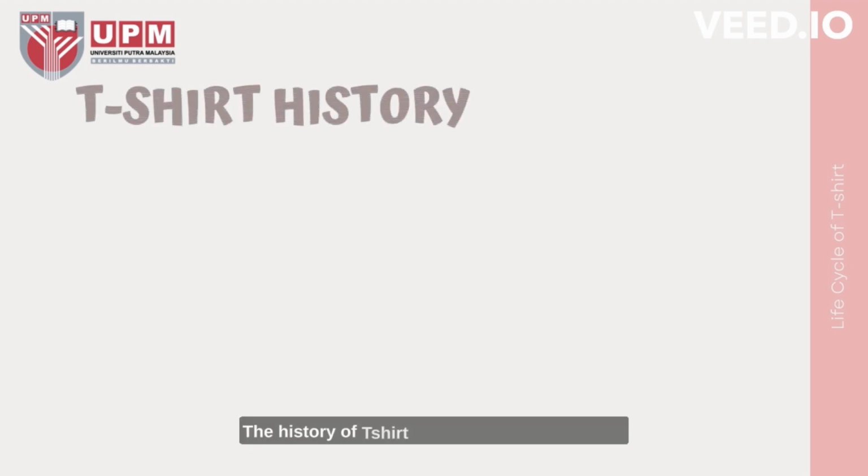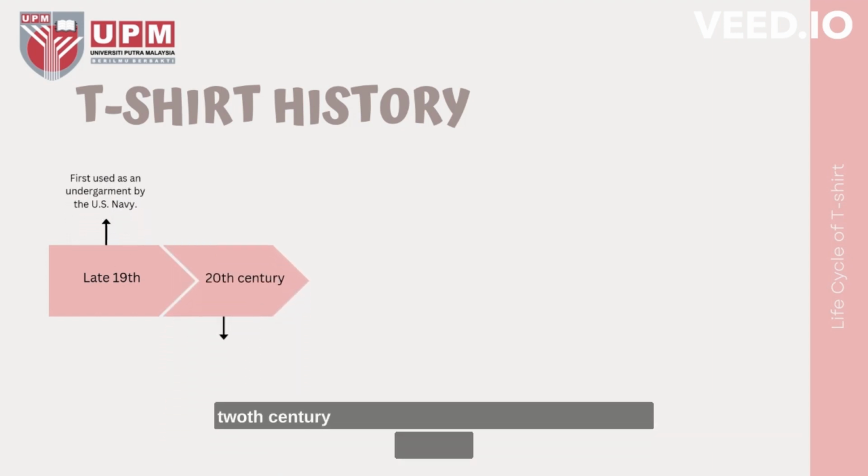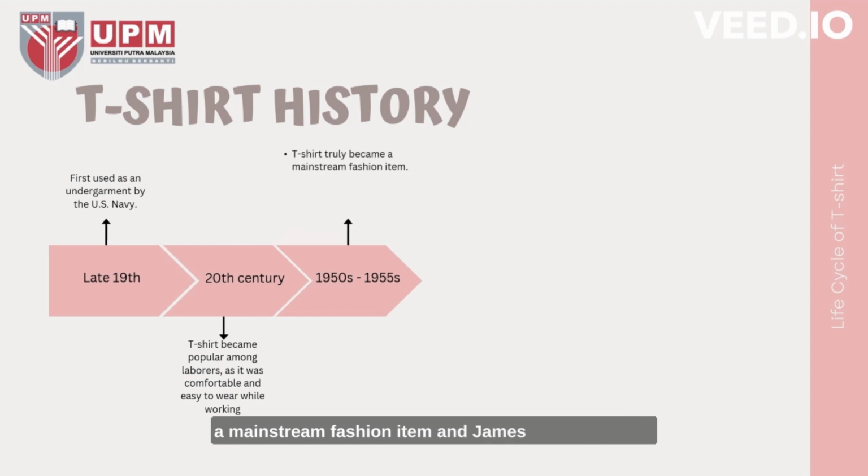The history of the t-shirt. First, the t-shirt was used as an undergarment by the U.S. Navy in the late 19th century. In the 20th century, the t-shirt became popular among laborers, as it was comfortable and easy to wear while working. Next, in the 1950s, the t-shirt truly became a mainstream fashion item, with James Dean wearing t-shirts in his movies, and the t-shirt became popular culture.